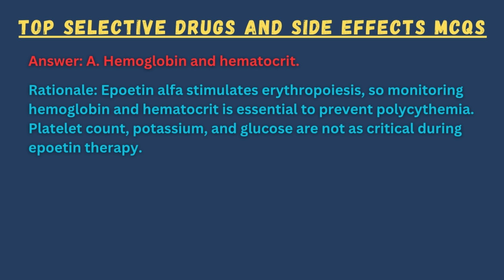Answer: A. Hemoglobin and hematocrit. Rationale: epoetin alpha stimulates erythropoiesis, so monitoring hemoglobin and hematocrit is essential to prevent polycythemia. Platelet count, potassium, and glucose are not as critical during epoetin therapy.